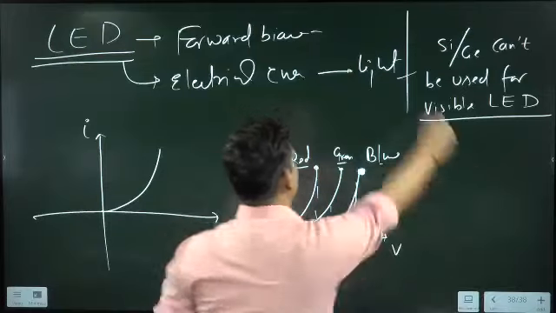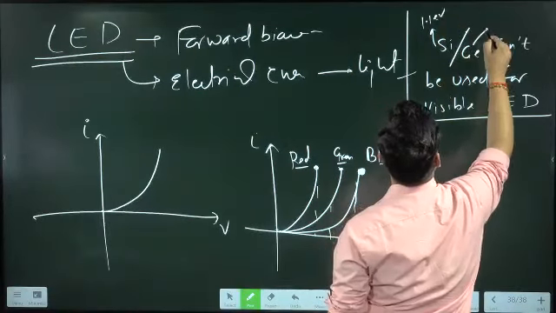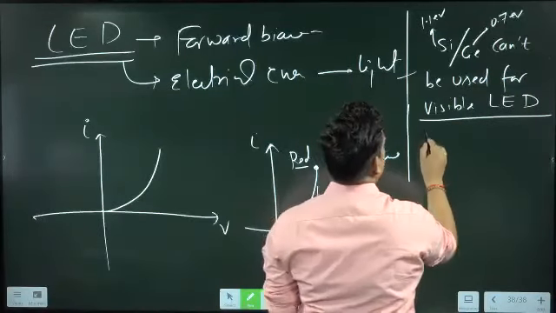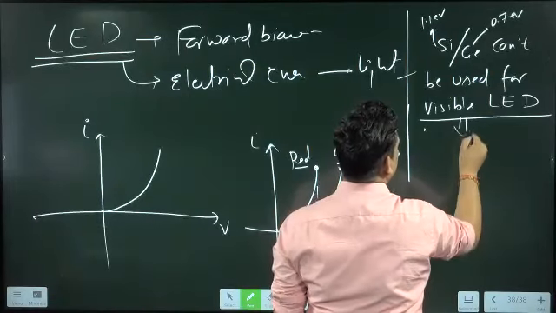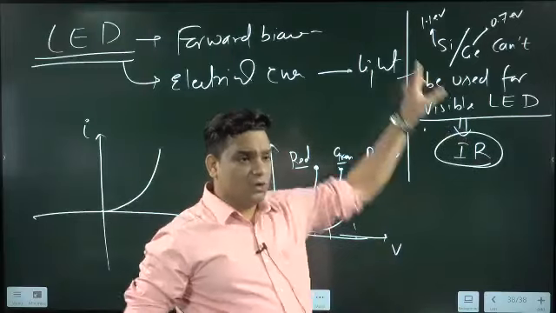For silicon, the band gap is 1.1 eV, and for germanium it is around 0.7 eV. So if you get the energy, 12400 by lambda, both will be in the IR. That's why they cannot be used.